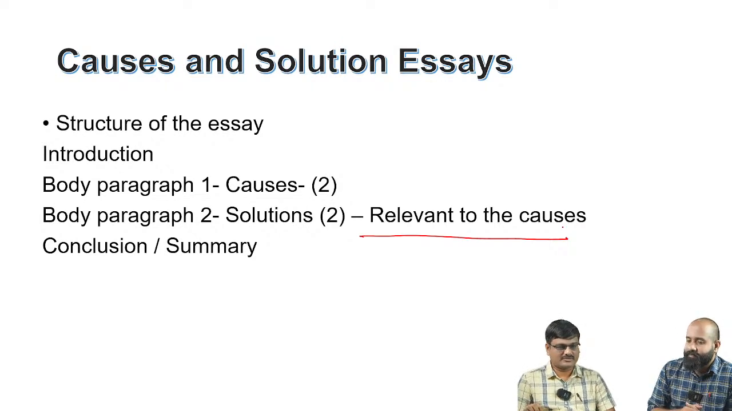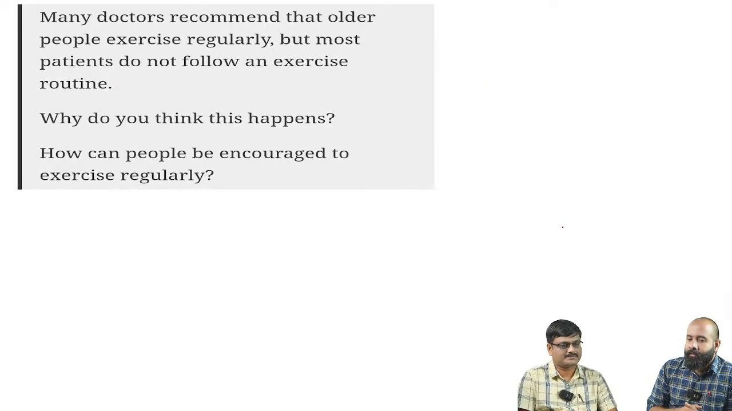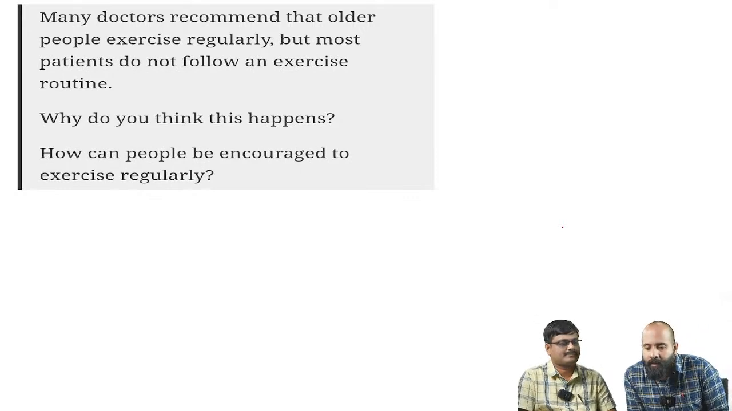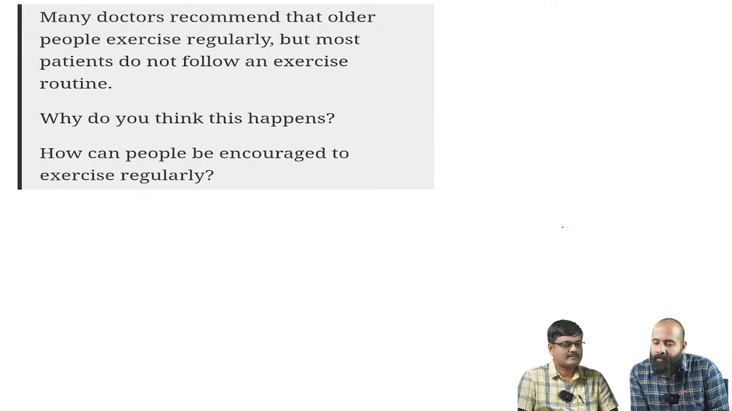Now let's move on to one example. So what is it? Many doctors recommend that older people exercise regularly, but most patients do not follow an exercise routine. Why do you think this happens? How can people be encouraged to exercise regularly?